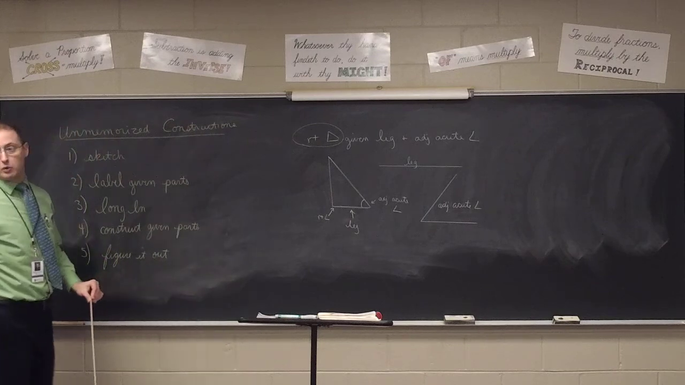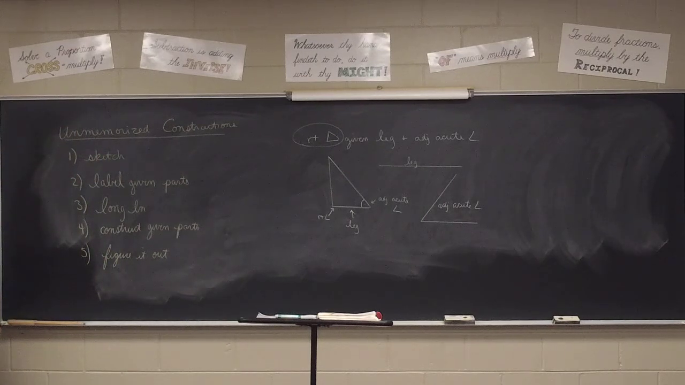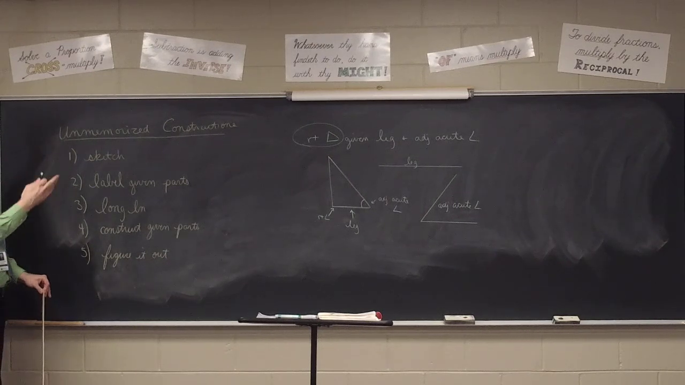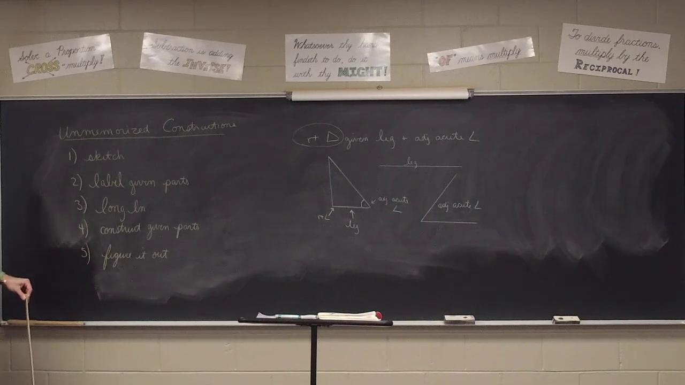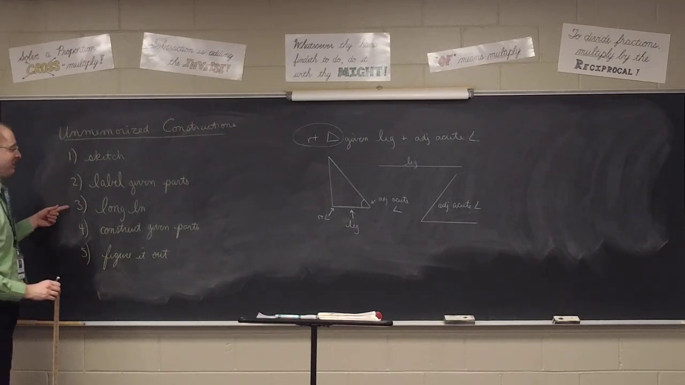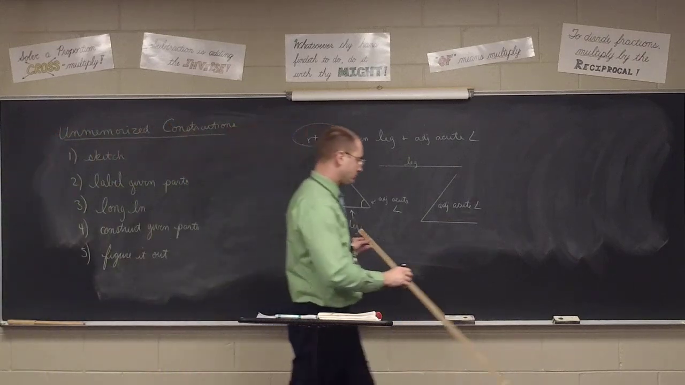All right, sorry. So normally on a quiz or test, this given would actually be on the paper for you. Obviously, in the textbook, you're going to have to come up with it yourself. So we draw a line, we call it leg. We draw an angle, we call it adjacent acute angle. Now we're ready to start the construction, class, and we'll start by drawing a long line.